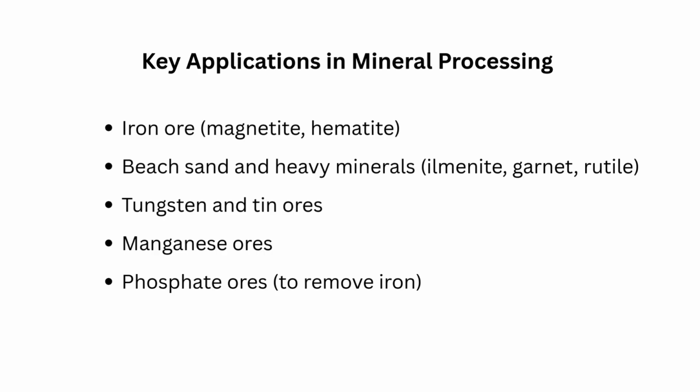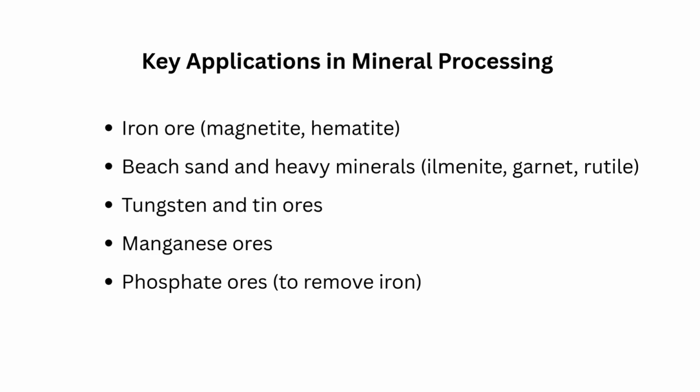Manganese ores like pyrolusite and pseudomelane often contain iron impurities. Magnetic separation is used to remove iron-bearing gangue minerals from manganese concentrates. In some cases, magnetic separation is also used to upgrade low-grade manganese ores if magnetic differences exist between phases.